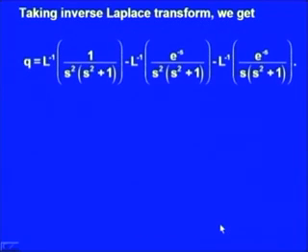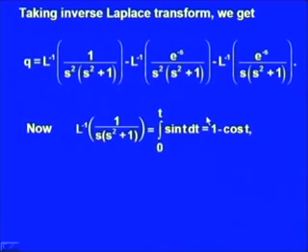Now, let us take the inverse Laplace transform of this equation. The left hand side will give us q, and on the right hand side, using linearity, we will have q equal to L⁻¹ of 1 over s²(s²+1) minus the inverse transform of e^(-s) over s²(s²+1) minus the inverse transform of e^(-s) over s(s²+1).